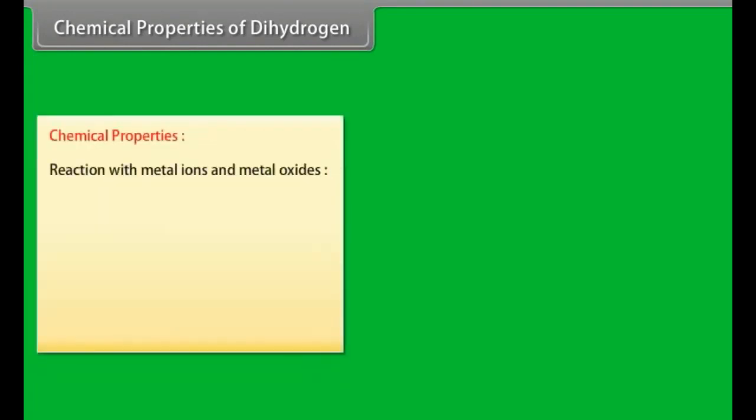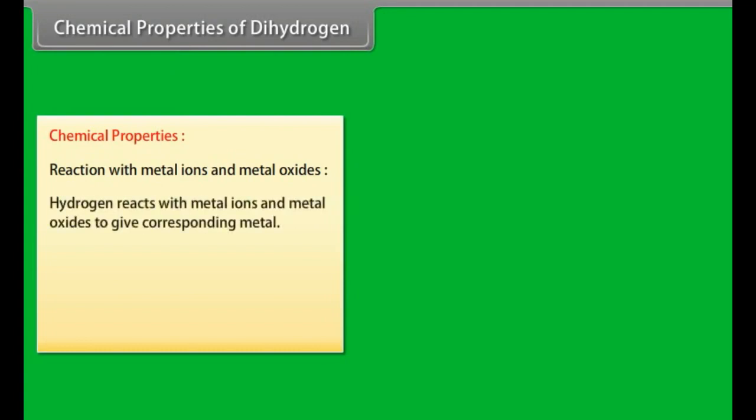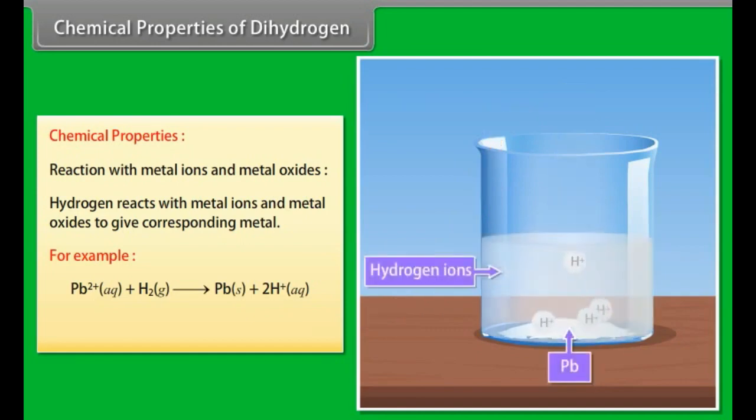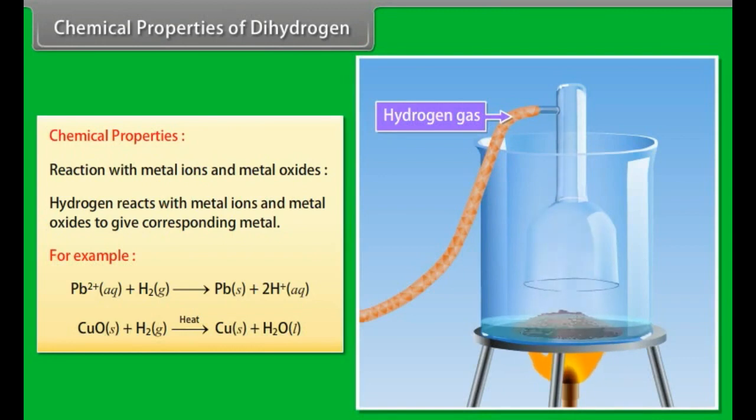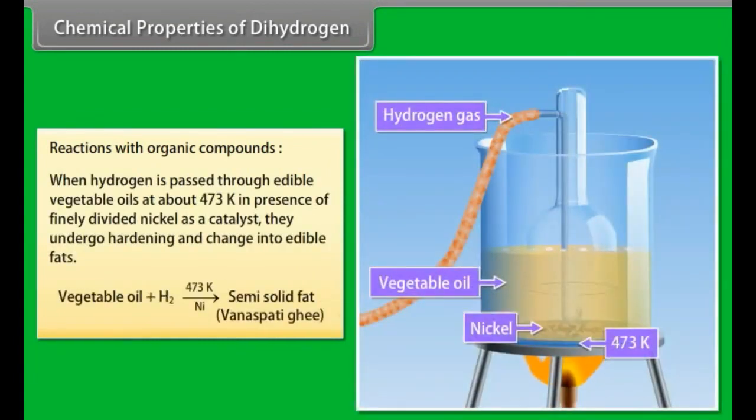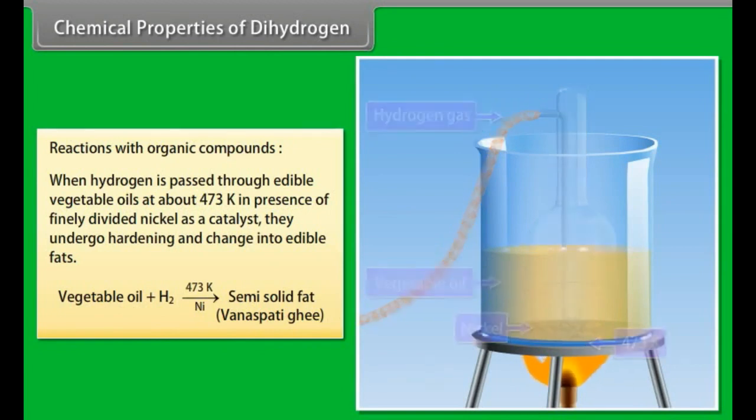Chemical properties of dihydrogen. Reaction with metal ions and metal oxides. Hydrogen reacts with metal ions and metal oxides to give the corresponding metal. For example, reactions with organic compounds. When hydrogen is passed through edible vegetable oils at about 473 Kelvin in the presence of finely divided nickel as a catalyst, they undergo hardening and change into edible fat.